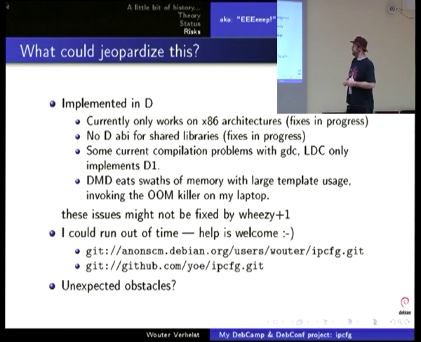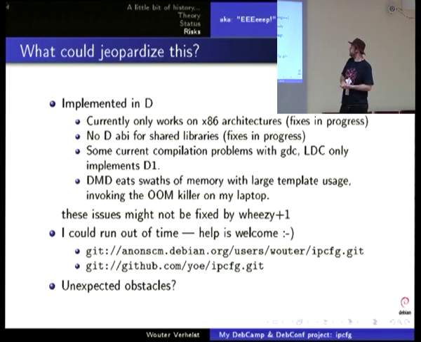There is currently no ABI in D for shared libraries. That is, D programs can open shared libraries, but they have to use the C ABI to do that. This makes it somewhat harder to create plugins for this system using only D code, which is something that I would like to support. But currently, that's not possible. Again, this is something that's being worked on.